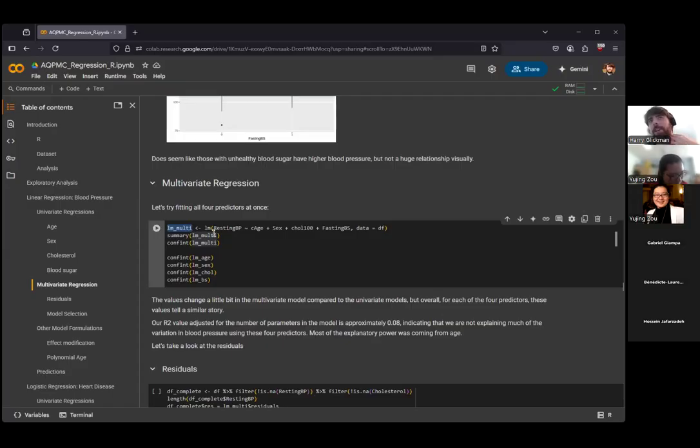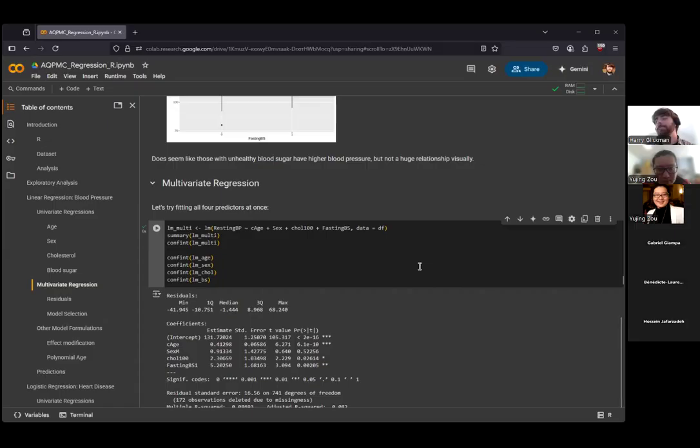So we're going to make a multivariate linear regression model by calling the LM function, modeling blood pressure as a function of age and sex and cholesterol and blood sugar all together. So this is our new R formula. We're throwing in this linear regression model and we're telling it where the data is. So again, incredibly easy to do this. You just add the terms together in your formula. And let's run this and see what we get.